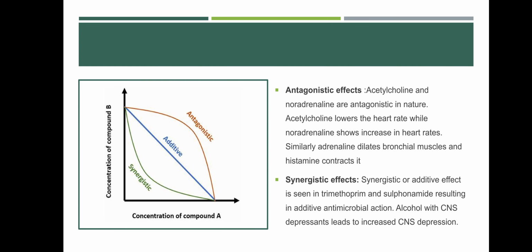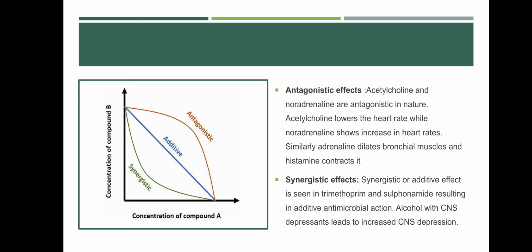The first one is the antagonistic effect. Here we are using acetylcholine and noradrenaline. These two are antagonistic in nature. Acetylcholine will lower the heart rate, while noradrenaline will increase the heart rate. Adrenaline will dilate the bronchial muscles and histamine will contract them. It means that they are showing opposite actions.